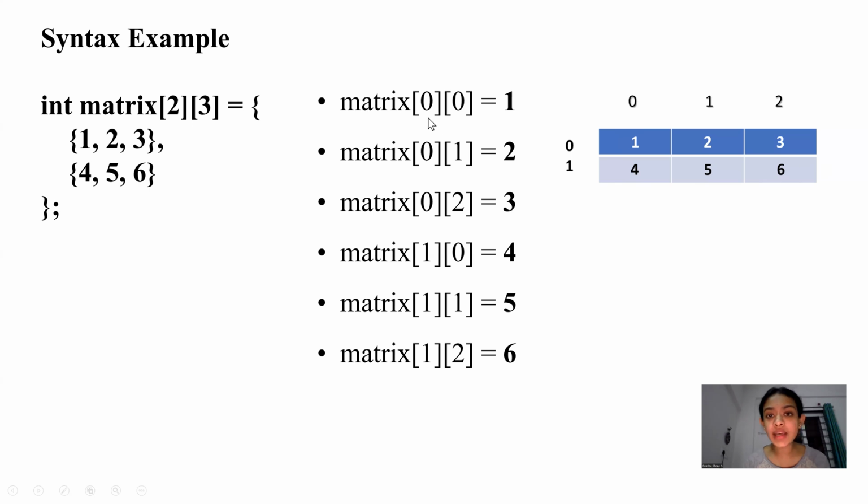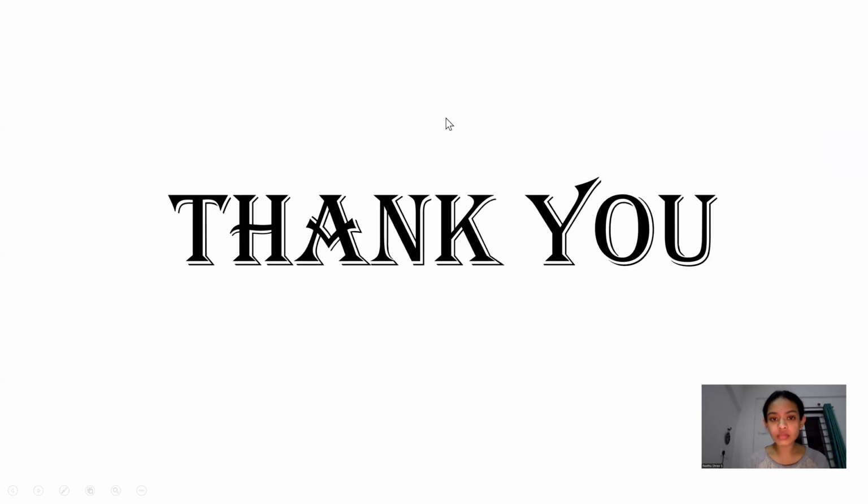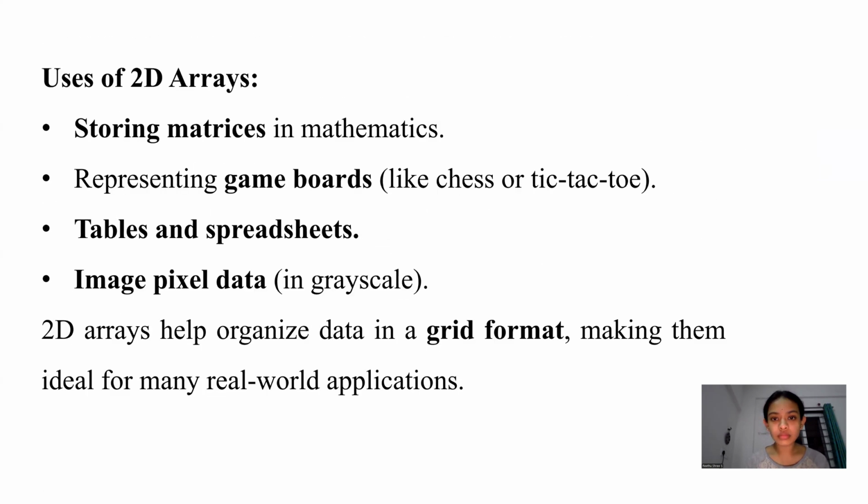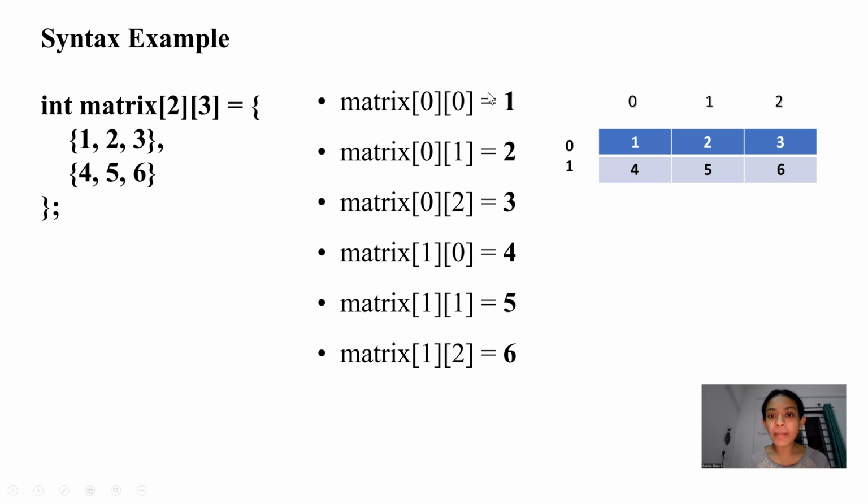So here matrix[0][0], that is 0 index and 0 index, row and column, refers to 1. In the same way, [0][1] refers to 2, [0][2] refers to 3. [1][0] refers to 4, [1][1] refers to 5, and [1][2] refers to 6. This is about the two-dimensional array.